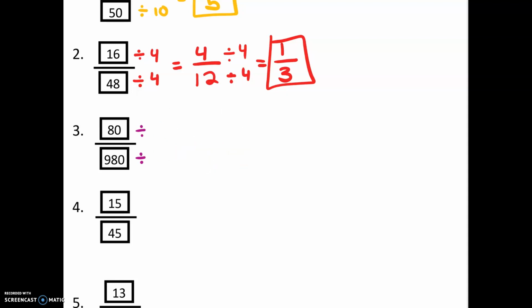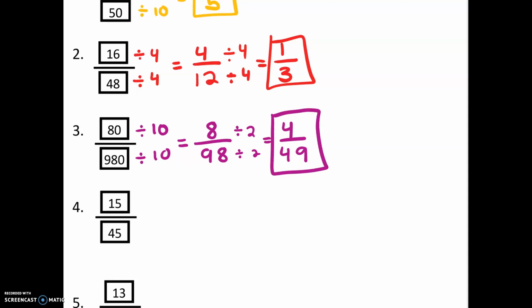What about just 10 maybe? I know 10 is going to go into both those. So let's try doing that first. So 80 divided by 10 is 8. 980 divided by 10 is going to be 98. Now, same thing, right? Not really sure. So let's think about maybe, does 2 go into both those? Probably, right? So I'm going to divide them both by 2. 8 divided by 2 is 4. 98 divided by 2 is 49. Okay, 49's only factors are 7 and 7. So 7 doesn't go into 4. So now we're finally fully reduced.